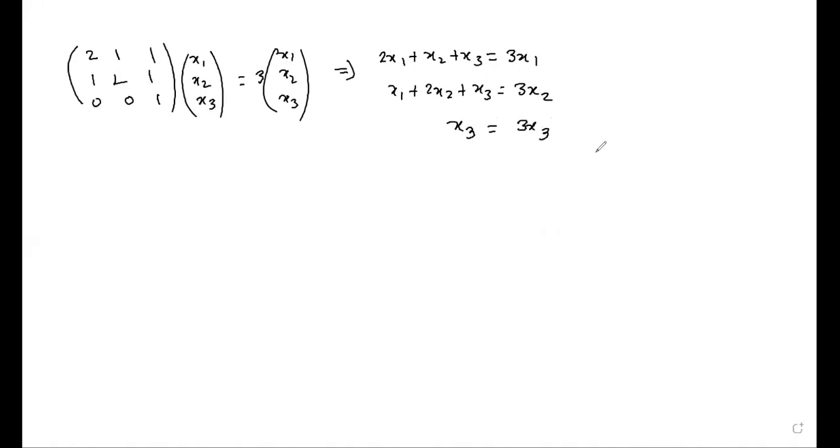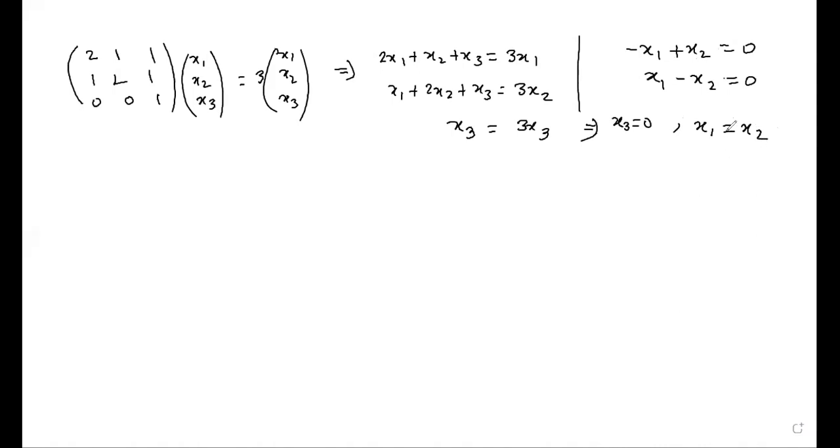From here we get some specific values. x3 equals 3x3, and taking it to one side, it becomes minus 2x3 equals 0, so x3 equals 0. Putting x3 equal to 0 in the above two equations, 2x1 minus 3x1 gives minus x1 plus x2 equals 0, and x1 minus x2 equals 0. That means x1 equals x2.